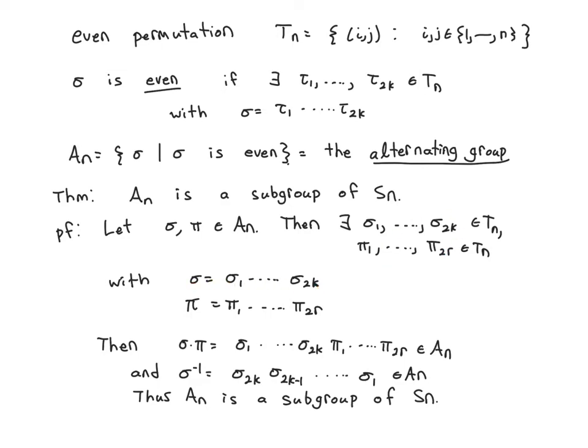So sigma is this product, and pi is that product. Well, gee, what happens when you multiply them together? You get sigma 1, you just multiply everything together. And how many terms are there here? There's 2k plus 2r terms. You can factor out the 2, and look, that's an even number. So sigma times pi is also a product of an even number of transpositions. Note, we aren't making any claims about whether or not cancellation happens. We're just saying that there exists a factorization. We don't care if there's repeats.